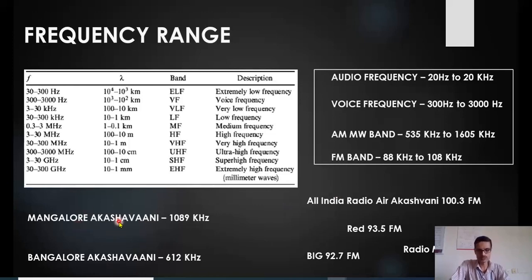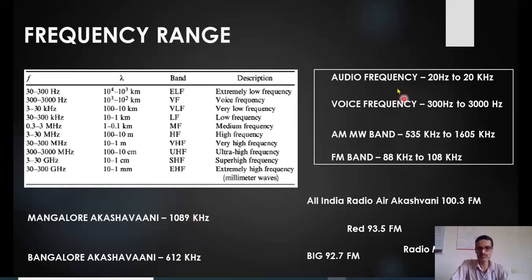Some examples I have quoted here for AM stations. Say the Bangalore AM station, that is medium wave band, Akashvani we say. The frequency of that is 1089 kilohertz. Bangalore Akashvani, that is Bangalore AM station, medium wave band, 612 kilohertz, which actually falls in this range. Just look at this. It falls in this range. So for each station, a different frequency is allocated, and these frequencies are nothing but the frequencies of the carrier signals.